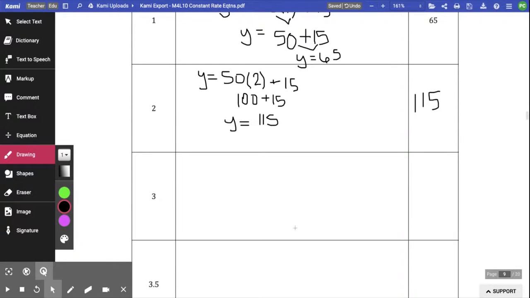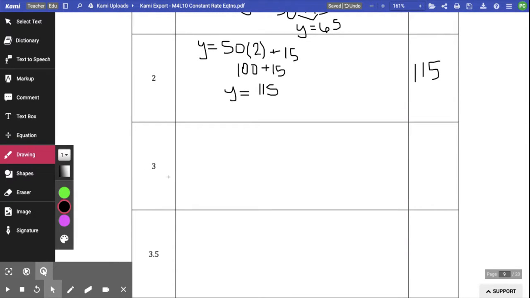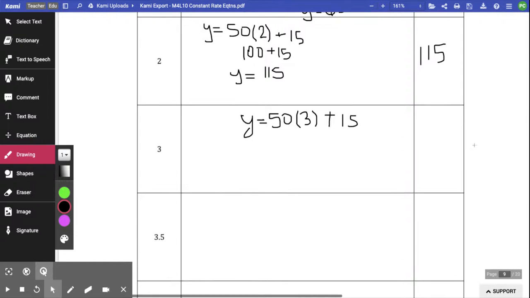Okay, I'm going to skip doing 3 hours. You guys can do the 3 hours. I'll write the equation out. So it would be y is equal to 50 times, and instead of x being hours, I'm going to replace that with a 3, plus 15. So you guys go ahead and get this one done for yourself. See what your answer is.